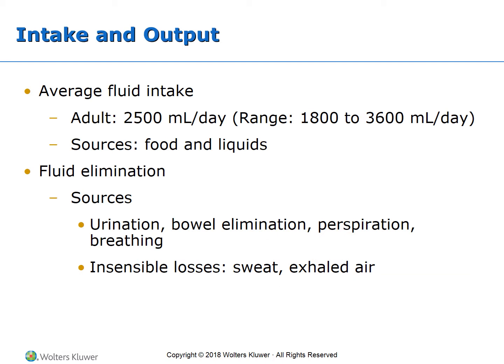So we talked about, again, the average fluid intake is 2,500 a day, which ranges on average from 1,800 to 3,600. We get our fluid a lot from liquids and some food, so your vegetables and your fruits contain water. And the sources have to average out, so what you take in should come out. The sources of output we talked about already: urination, bowel elimination, perspiration, breathing. And the insensible ways are the sweat and exhaled air. Next slide.